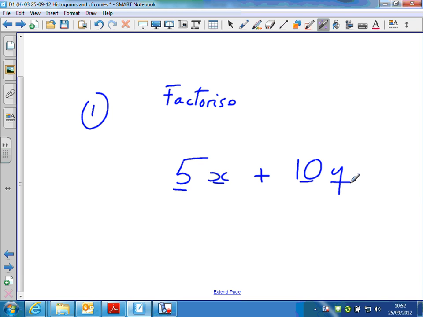Common elements. Is there a number or a letter that's common to both of those? 5, right. So we can take 5 outside the bracket. Now you ask yourself the question, what's left inside the bracket? What have I got to multiply 5 by to get back to 5x? Answer? X. What have I got to multiply 5 by to get back to 10y? 2y. So if you got that, well done. That's factorising, removing common elements from the expression.